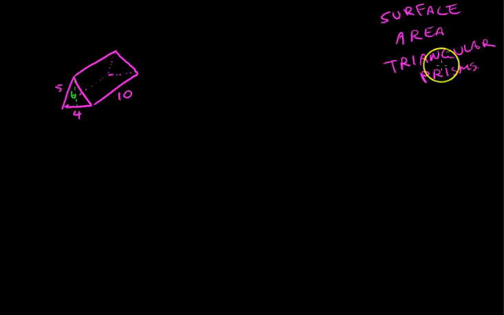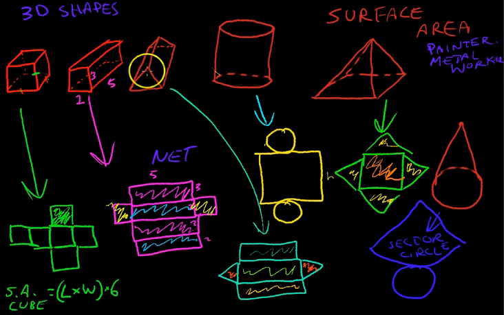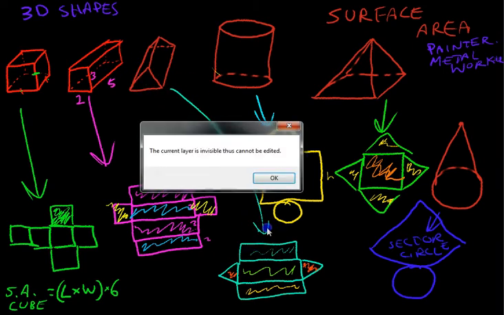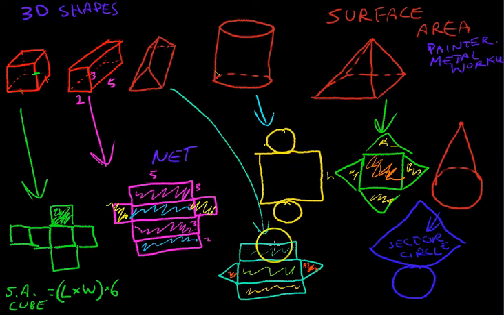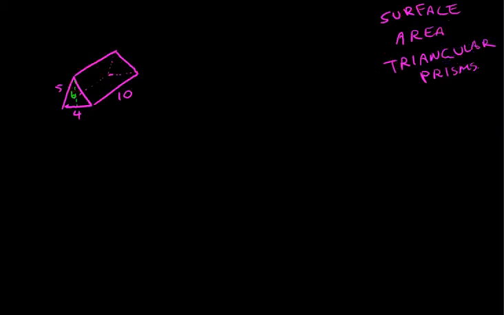Surface area of triangular prisms here. Now we're trying to find the surface area of this triangular prism. Now remember, the surface area of a triangular prism comes from the net of a triangular prism. So the net of a triangular prism, depending on what triangular prism, might have 3 different rectangles and 2 triangles that are the same. So we need to find the area of each of those shapes and add them all together. That's our basic goal in today's lesson.